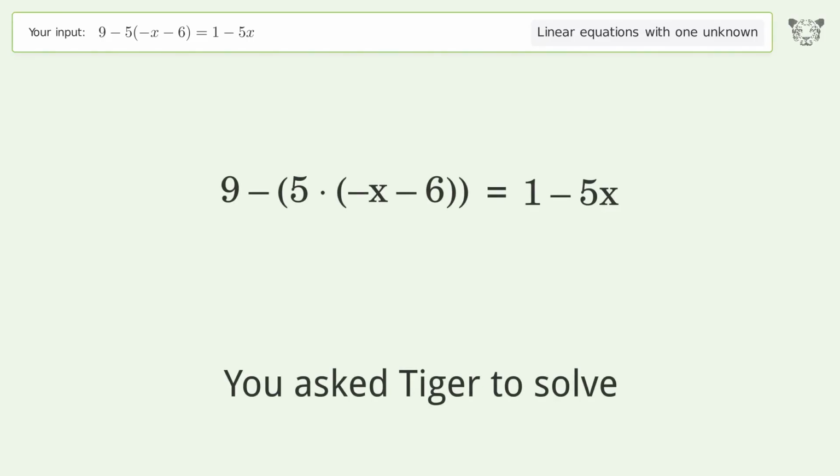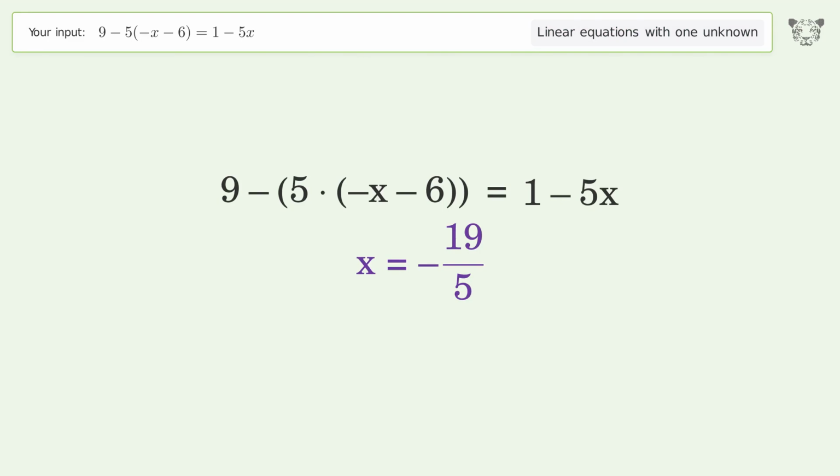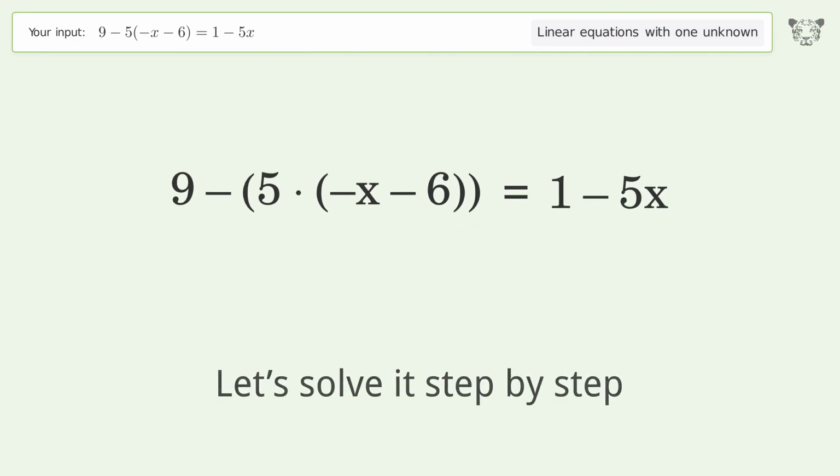You ask Tiger to solve. This deals with linear equations with one unknown. The final result is x equals -19/5. Let's solve it step by step.